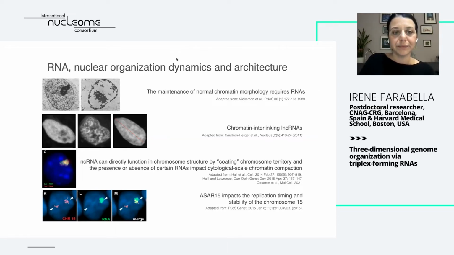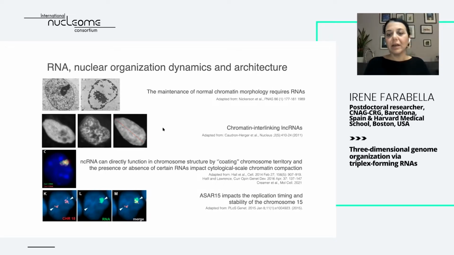Indeed, experiments in which the cells are treated with RNase for a few minutes show a completely altered nuclear structure. Interestingly, there is evidence for particular types of non-coding RNA that are bound to the chromatin that can sort of rescue this disruptive phenotype.